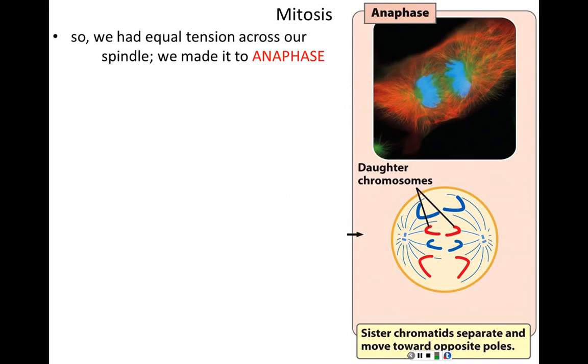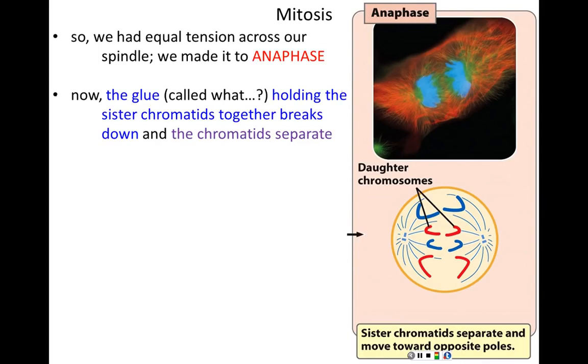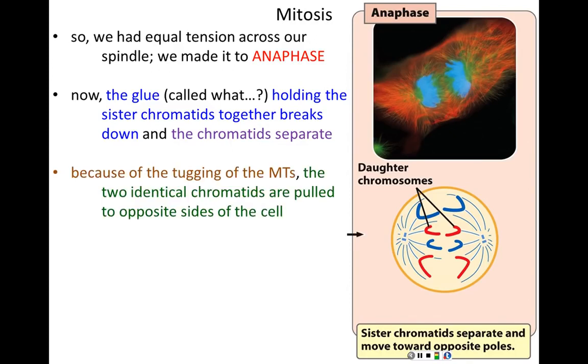Now we move on to anaphase. With equal tension across our spindle, we move on to anaphase. Now the glue that was holding the sister chromatids together, called what? Called cohesin, that's right, breaks down, allowing the sister chromatids for the first time to separate. So now we will begin to pull identical sister chromatids to opposite sides of the cell.